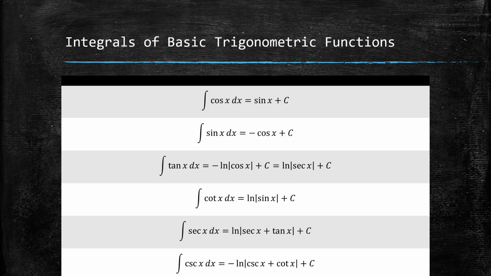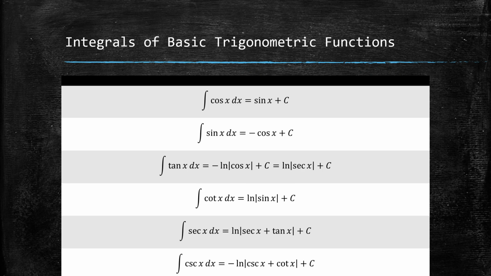The integral of secant of x dx is equal to the natural log of the absolute value of secant of x plus tangent of x plus c. The integral of cosecant of x dx is the negative of the natural log of the absolute value of cosecant of x plus cotangent of x plus c.